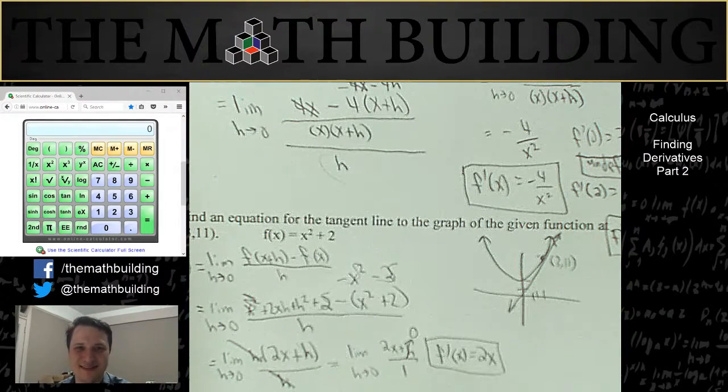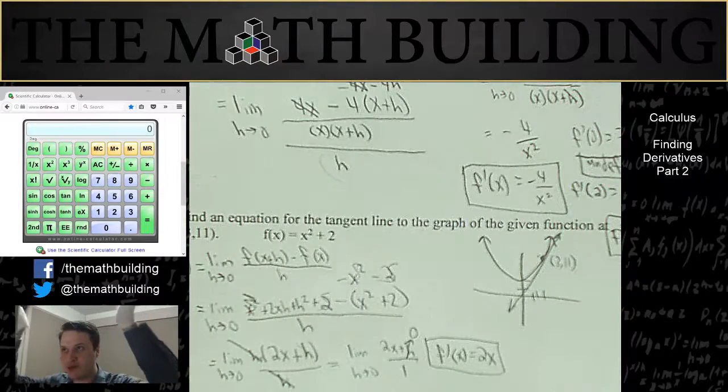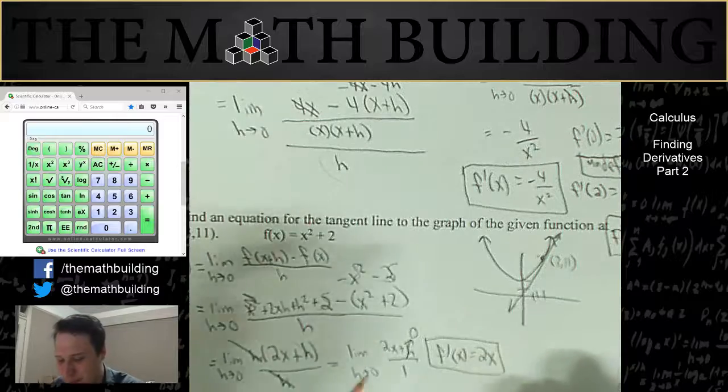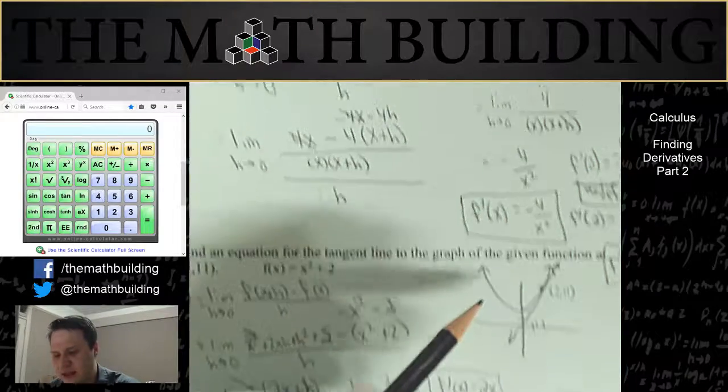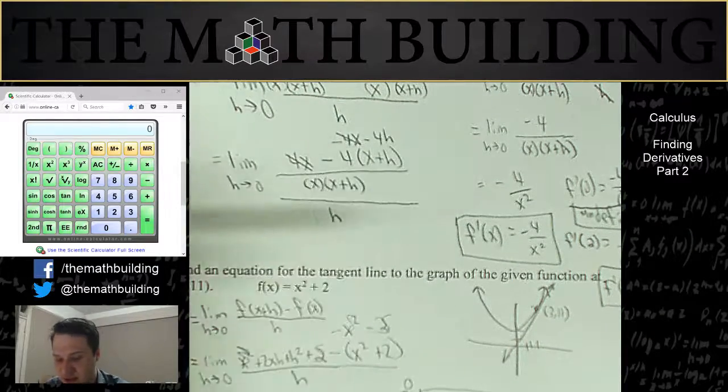Wait, that makes sense. Doesn't it make sense that if you just bumped the entire graph up a few spaces, it wouldn't affect the slope of the graph? We'll talk about that more later. So there's the derivative. That means that's the slope of this line everywhere, whatever x value you want.